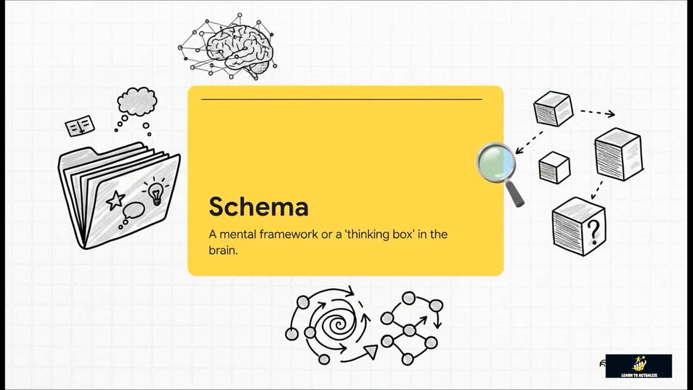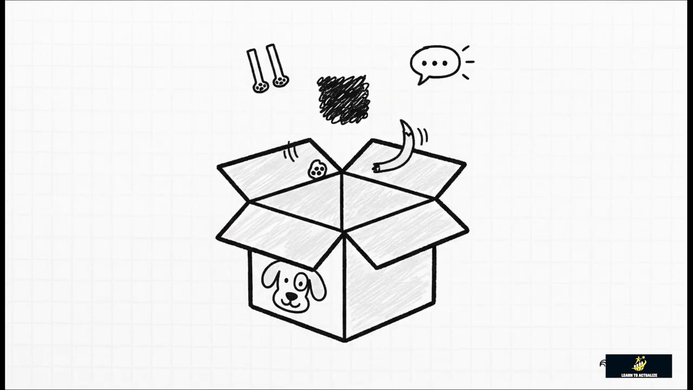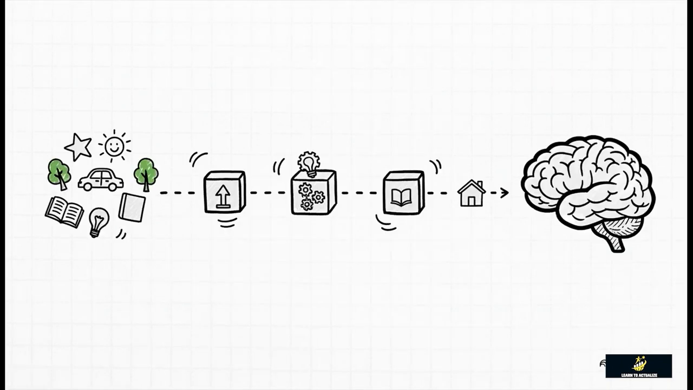Just think of it like a thinking box in your brain. So a kid's dog box probably has stuff like, it has 4 legs, it's furry, and it barks. These boxes are basically shortcuts. They help our brains make sense of the world super fast.